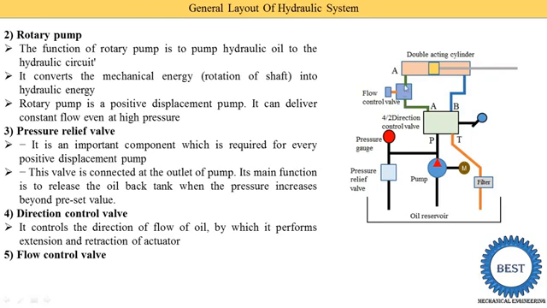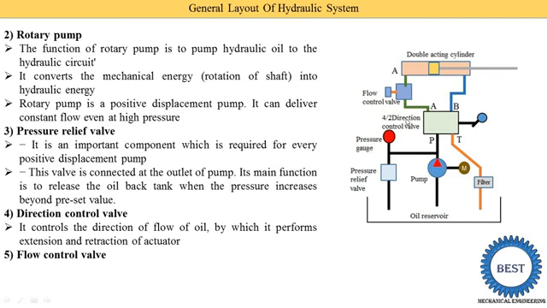Next component is the flow control valve. Here you see this is the flow control valve. From its name we also understand it controls the flow. That's why its name is the flow control valve. What is the meaning of flow control? Flow control means it controls the quantity of oil supplied to this cylinder. This cylinder is one type of actuator that we will understand in the next points.